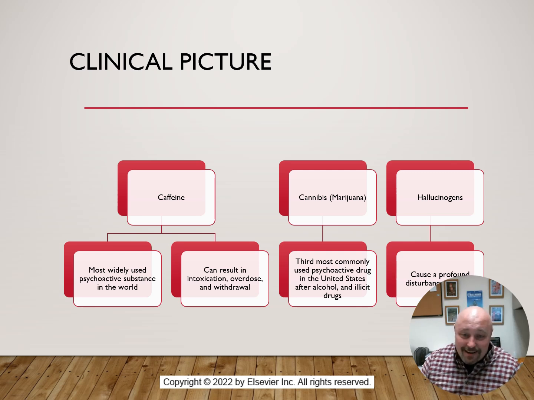Also, other things like cannabis. This is the third most commonly used psychoactive drug in the United States after alcohol, and it's becoming more and more common and more legal. At this point, medical marijuana is legal in 38 states. I don't think there's any going back. Eventually, it's just going to be fully legal. When you have recreational in states like Ohio and Missouri, I don't think there's any going back on where they're at. And also hallucinogens. These can cause profound disturbances in the patient's thought process.